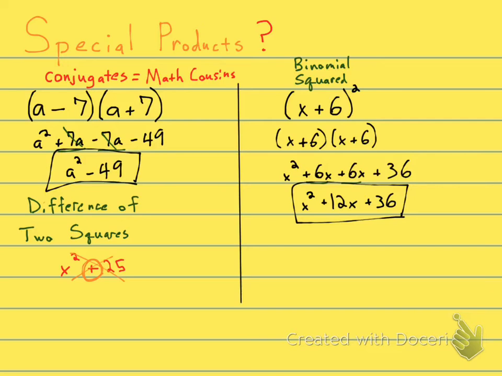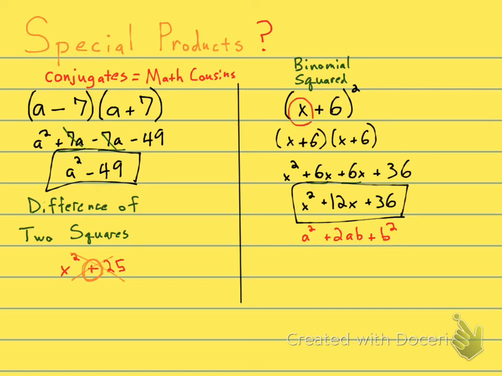Now, it's important to note that a lot of books like to get you to memorize this pattern. A squared plus 2ab plus b squared. Okay, and what they're saying is that if you look at this as a and b, the first term is always the a squared, right? The last term, 6, is 6 squared, which is 36.